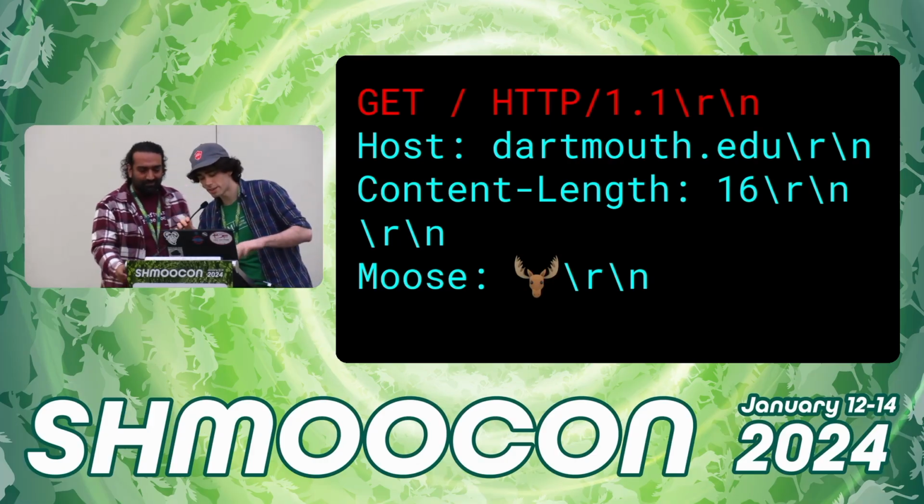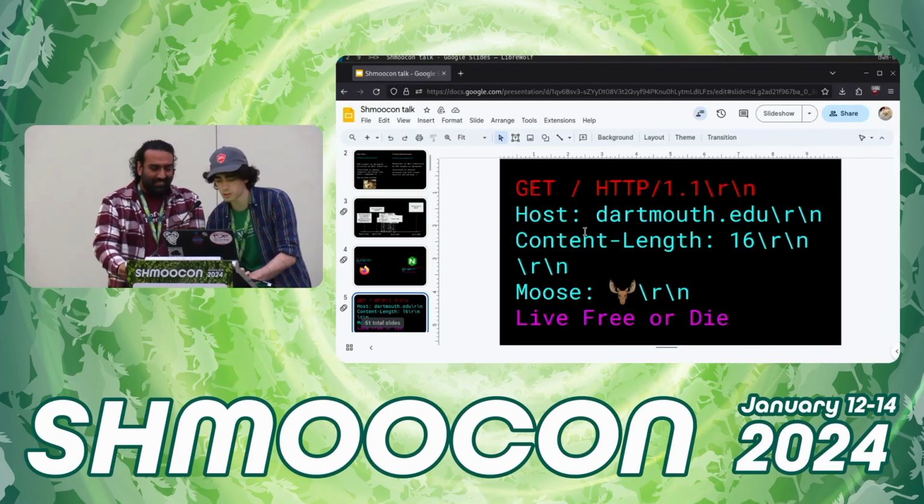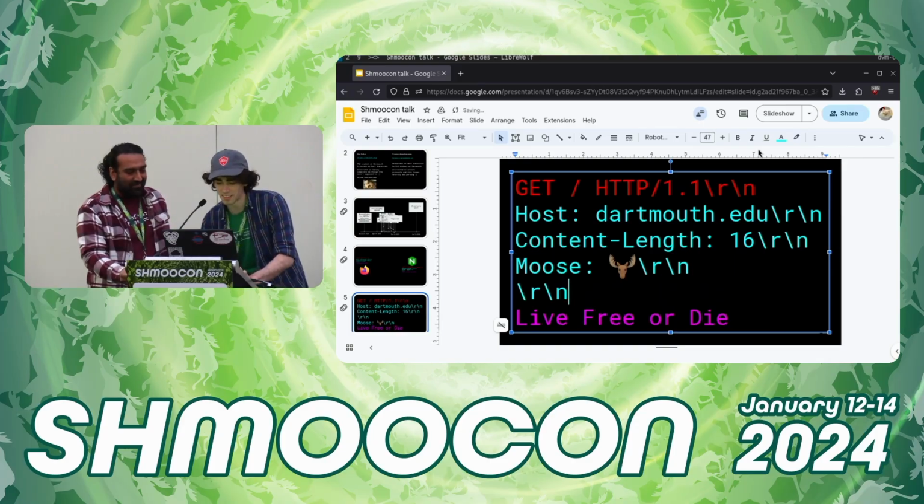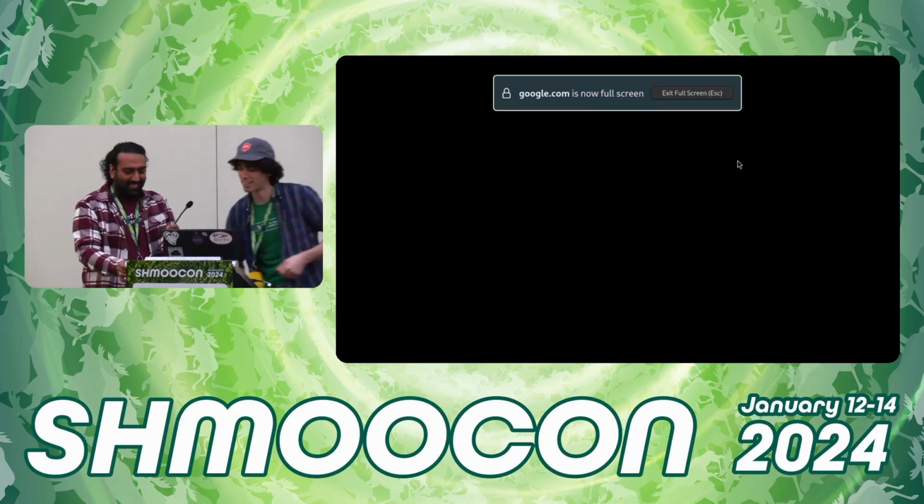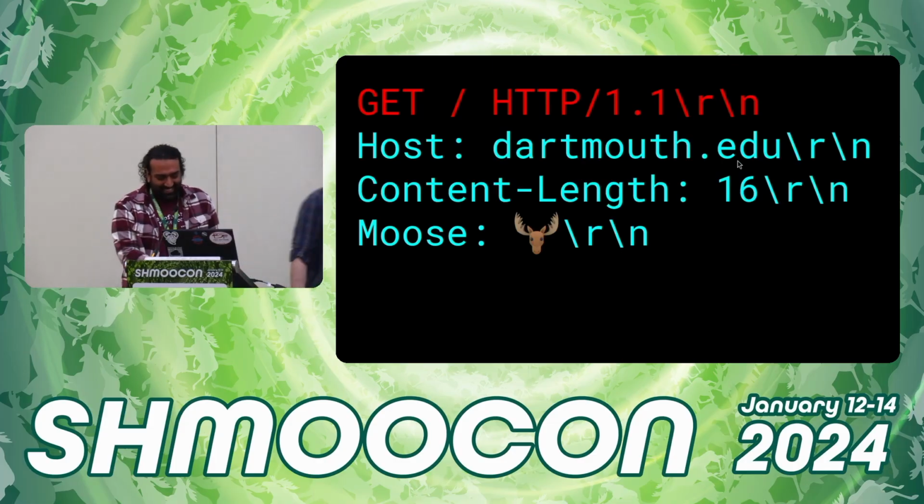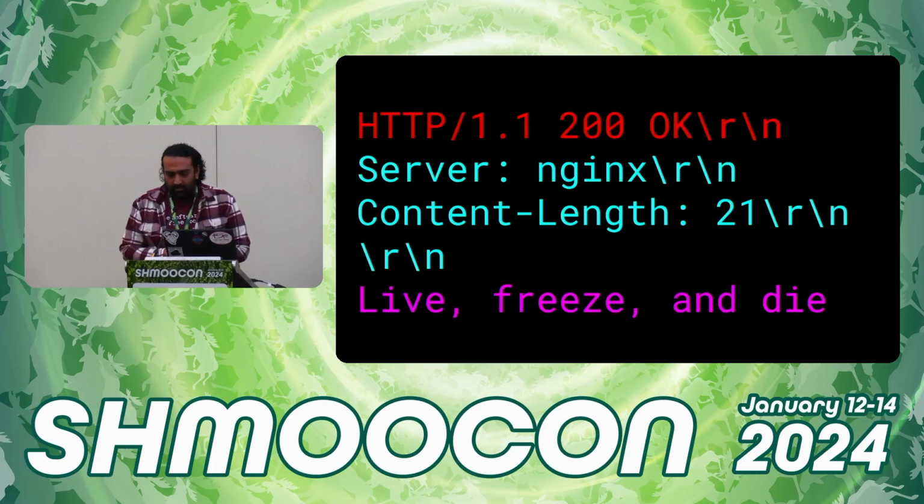I made a mistake in making this slide. This moose line should be before that CRLF there. So I'm actually just going to edit the slide live. There we go. Yeah, and then comes the body, which over here is 16 bytes, and that's why the content length over there is 16. And this is a TCP-based protocol, and we are primarily only looking at HTTP 1.1.